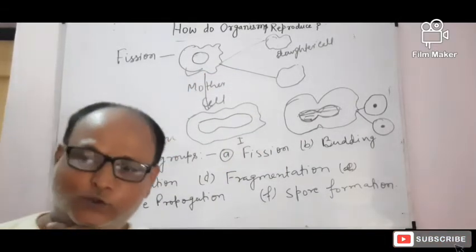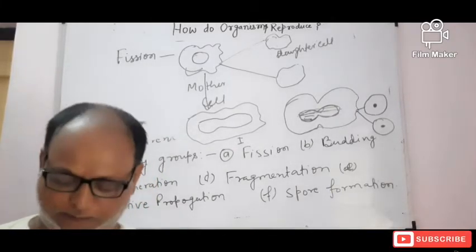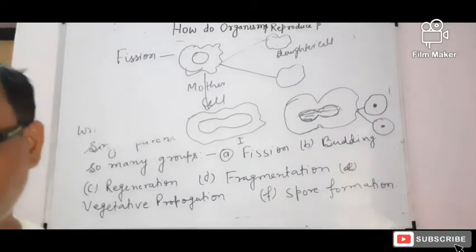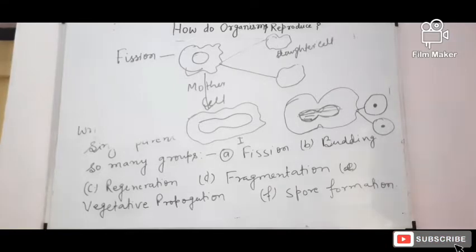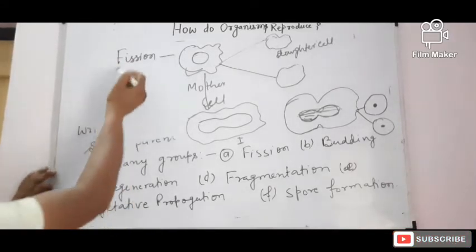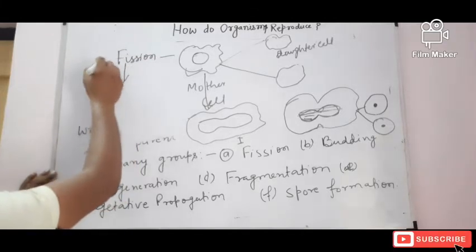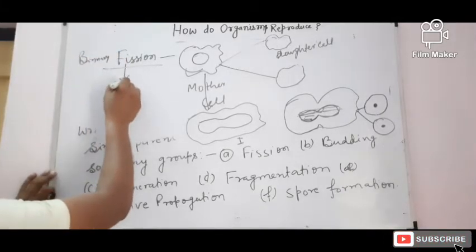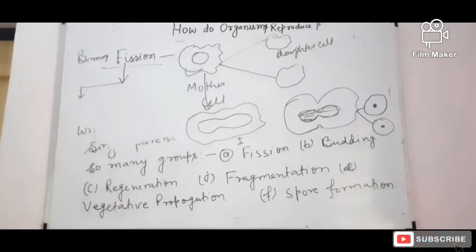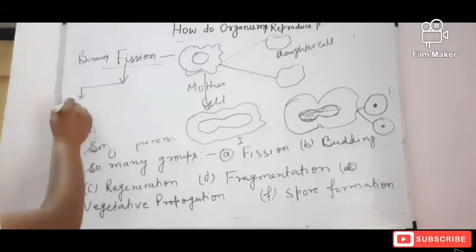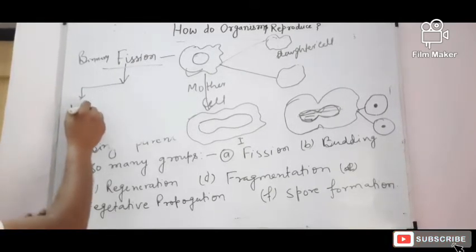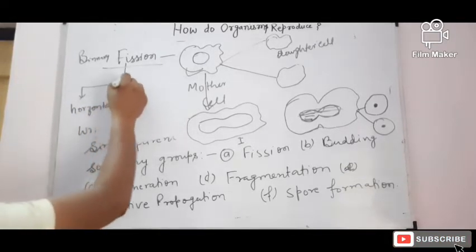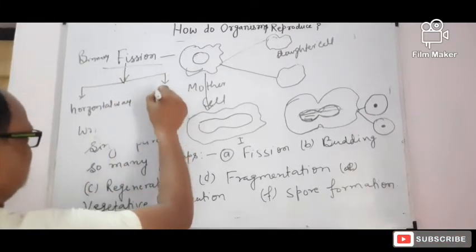Fission has been classified into two types. First, binary fission. This is also called binary fission. Fission occurs in two ways. The first one is horizontal, and the second one is transversal.